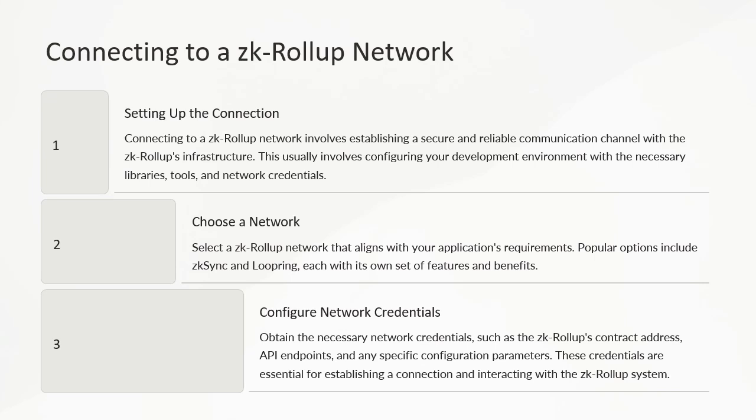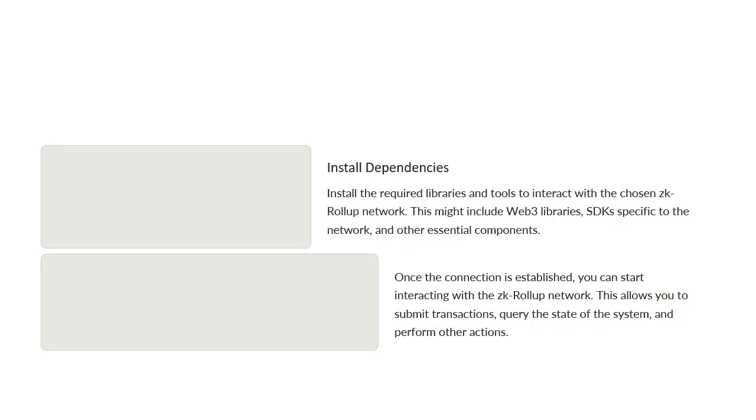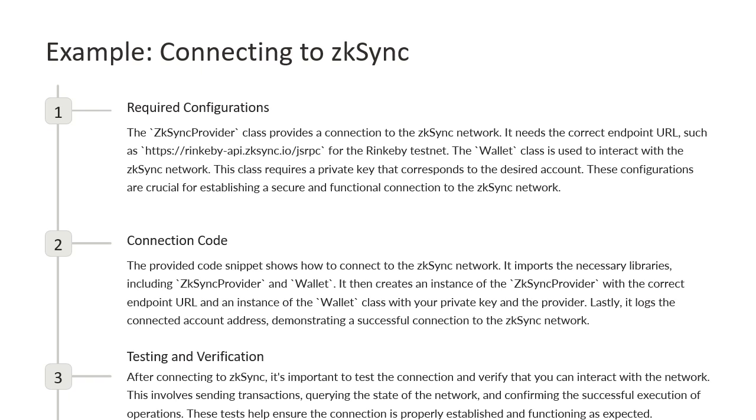Connecting to a ZK rollup network involves setting up your development environment with the necessary libraries and configuring network credentials. Now we will look at an example of connecting to zkSync. For that, we will have to install the dependencies, and once the connection is established, we can start the ZK rollup network. The code we will be looking at to connect to zkSync has the zkSync Provider class, which provides a connection to the zkSync network, and connection code which shows how to connect to the zkSync network.